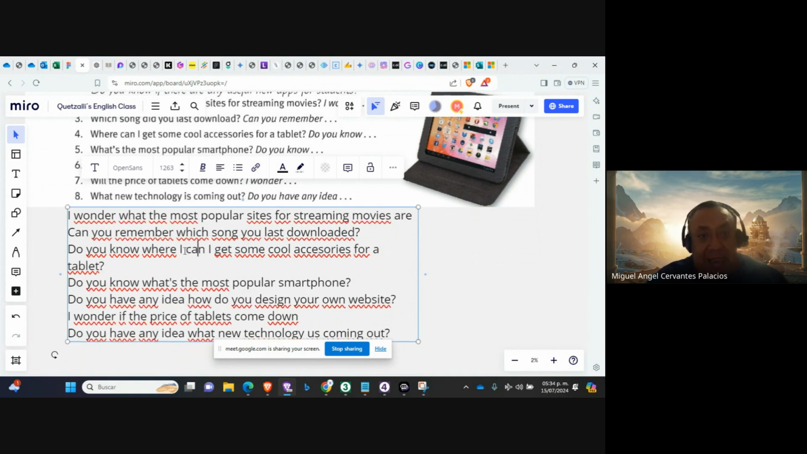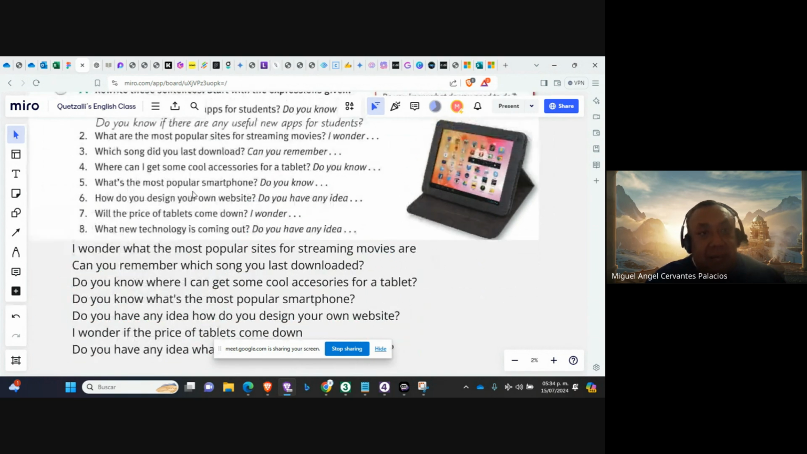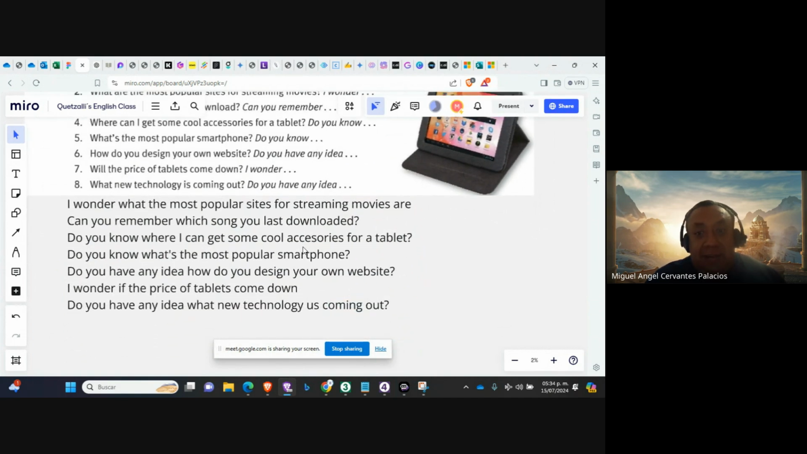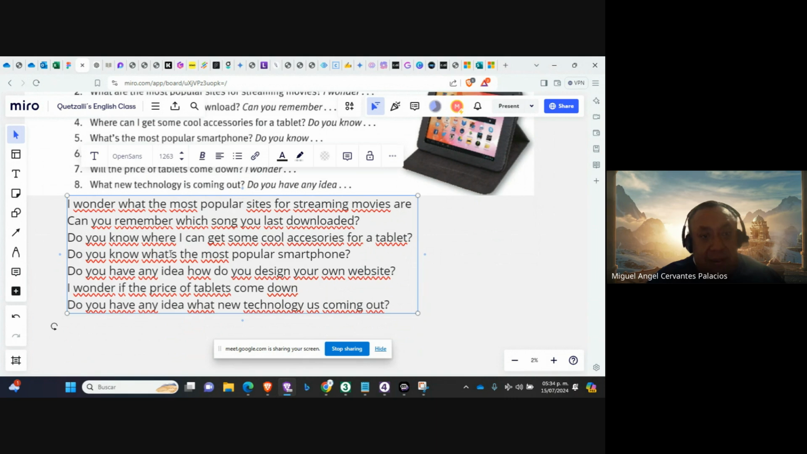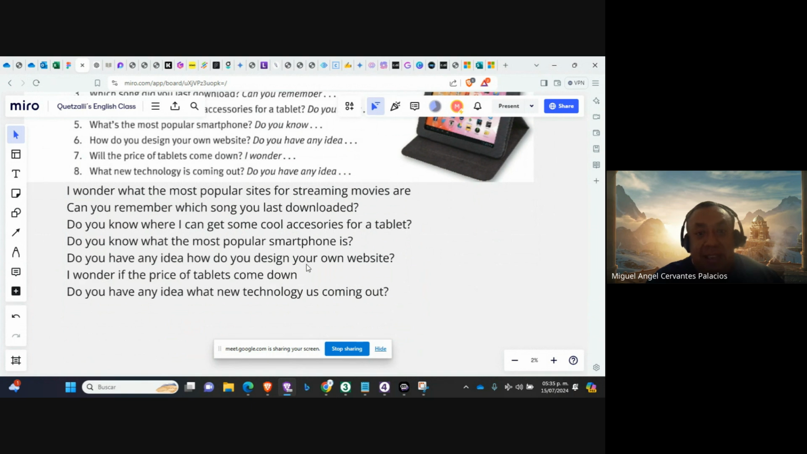Do you know where I can get some cool accessories for a tablet? Okay. Do you know what the most popular smartphone is? Okay, do you know what the most popular smartphone is?